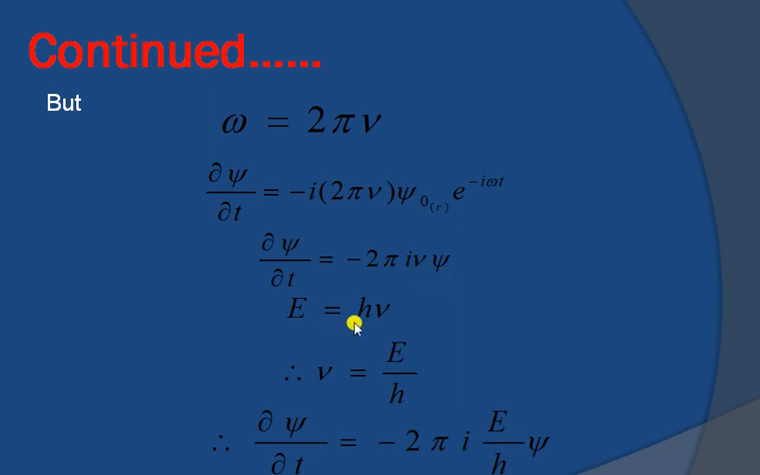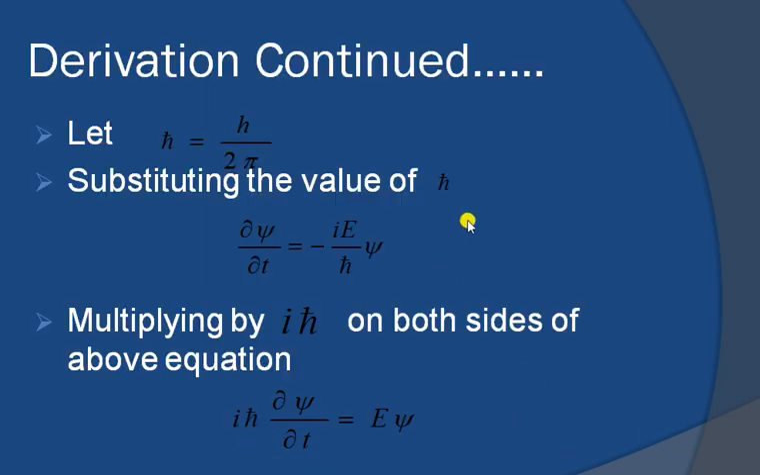So E equal to h into nu. Now nu equal to E upon h. Now this we are going to substitute as dou psi by dou t equal to minus 2 pi i into E upon h into psi. Now we are going to introduce one constant as h cross, h cross equal to h upon 2 pi.